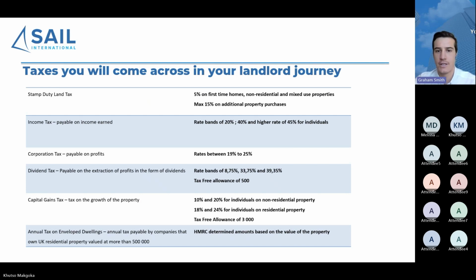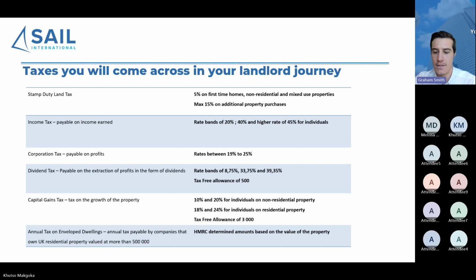The first one is stamp duty land tax. There are different rates for residential and non-residential properties, first-time buyers, if you already own a property, as well as if you're a non-UK resident. And the amount of tax changes depending on the value of the property. It starts at 5% and it can go all the way up to 15%.